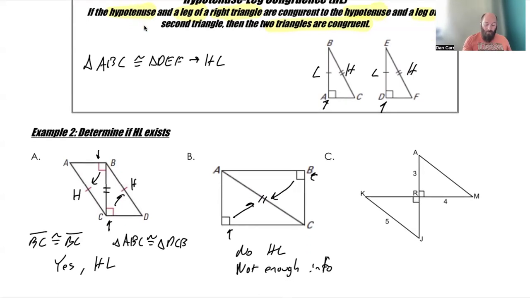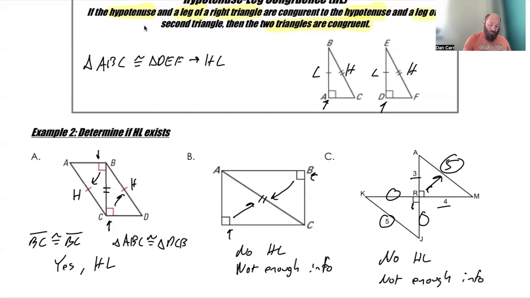For my last example, we do have right triangles again. We do have hypotenuses that match up because if I do the Pythagorean theorem, this is a triple. This is going to come out to 5. So 3 squared plus 4 squared equals 5 squared. It's a Pythagorean triple, so we have the 5. So we do have matching hypotenuses, but again, we don't have matching legs. We need to know if one of these other pairs of sides is 3 or 4. So again, it's no hypotenuse leg because there's not enough info.